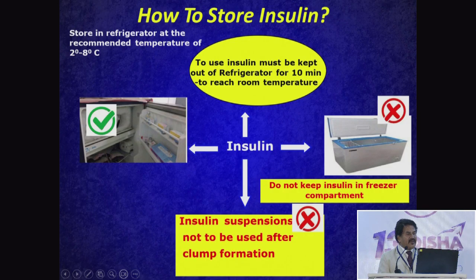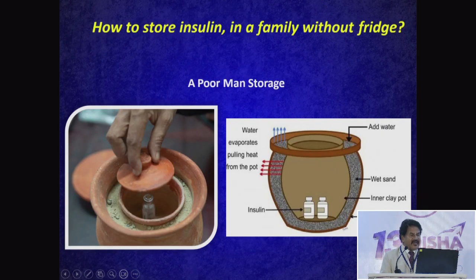Don't keep it in the freezer compartment. To use the insulin, it must be kept out of the fridge for 10 minutes to reach room temperature, to avoid pain. Insulin suspensions, once clump formation is there, should be discarded. Here, this is a double butt method.